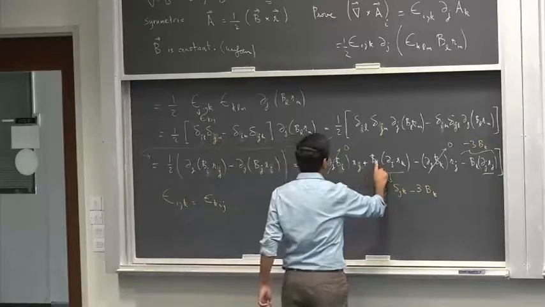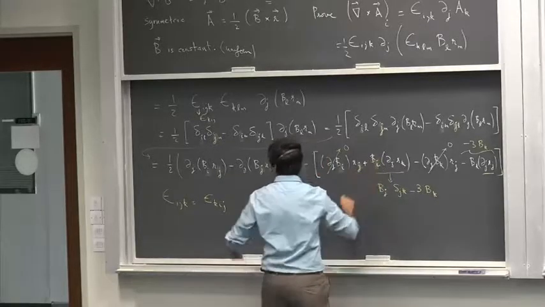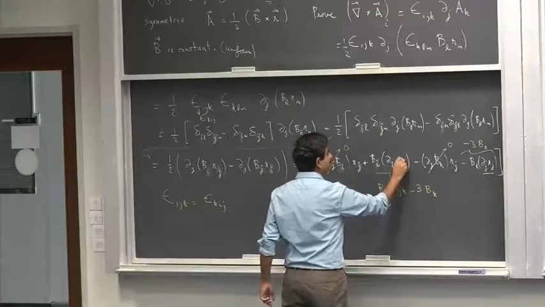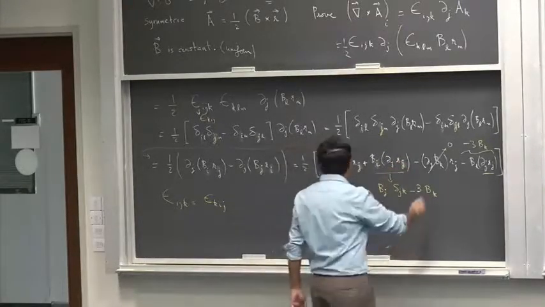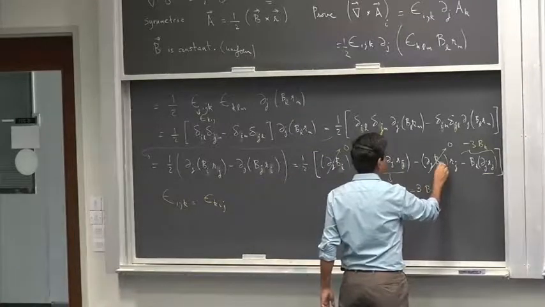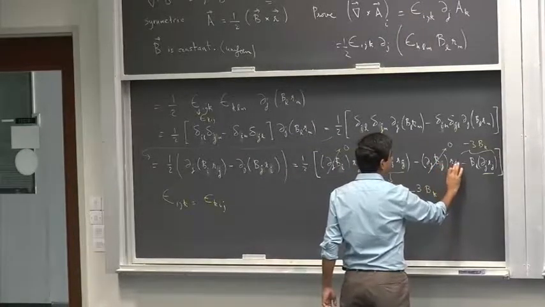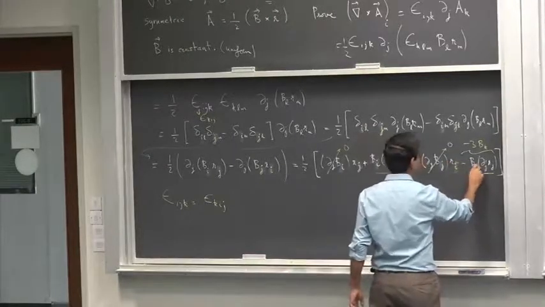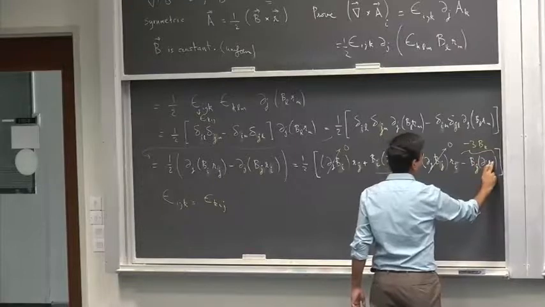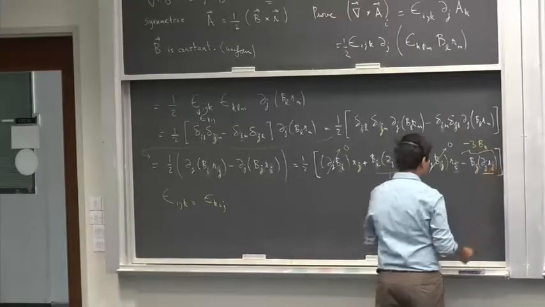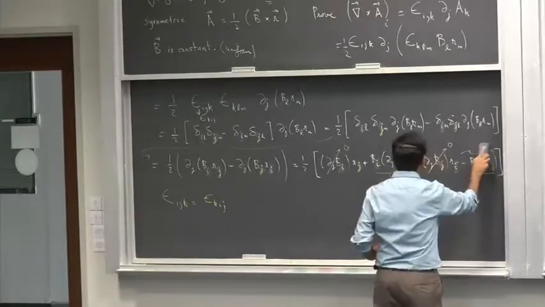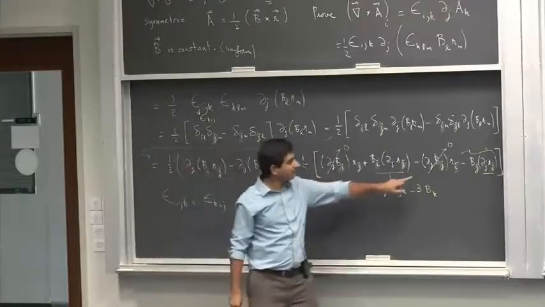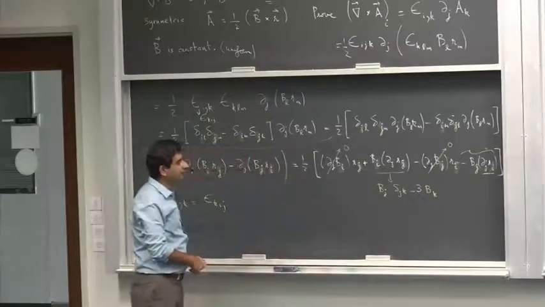plus b_i partial j r_j, minus partial j b_j r_i, minus b_j partial j r_i. Okay, so this is the correct prescription. This thing is zero, still zero because the field is uniform. This thing is zero because the divergence of B is zero.